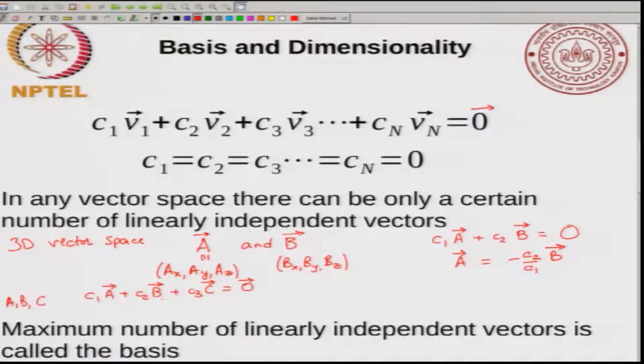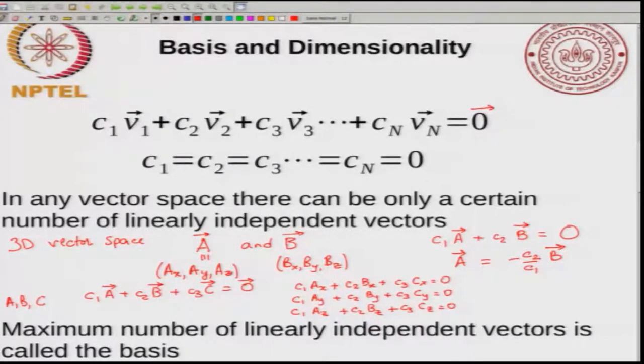How do you state this condition? What you will say is that if I write the x, y and z components of this, I will get three equations. C1 Ax plus C2 Bx plus C3 Cx equal to 0, and then I will get C1 Ay plus C2 By plus C3 Cy equal to 0, and C1 Az plus C2 Bz plus C3 Cz equal to 0. So, these are the conditions. So, you have to have some C1, C2, C3 which are not all 0, satisfying these three equations. And you might remember from theory that these are all homogeneous linear equations. If you think of C1, C2, C3 as variables, these are homogeneous linear equations.